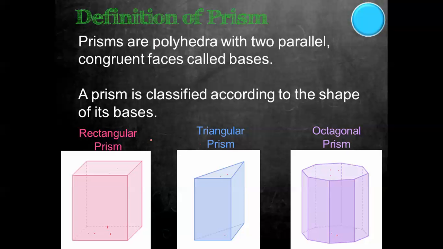We could classify these as polyhedrons as well, but remember, polyhedrons has to do with the faces. So a rectangular prism has 1, 2, 3, 4, 5, 6, so this is also a hexahedron. This triangular prism has 1, 2, 3, 4, 5 faces, so this is a pentahedron. So do you get the point there? You can classify them in 2 different ways, but when we classify the prism, we're classifying it according to the shape of the base.